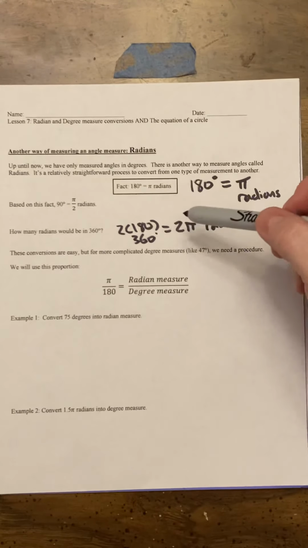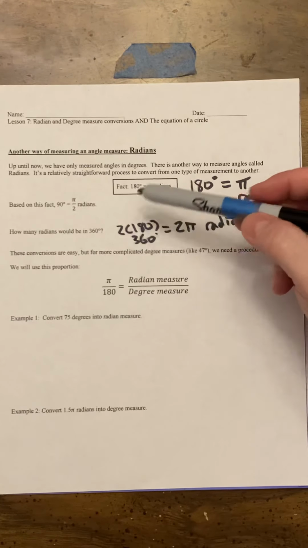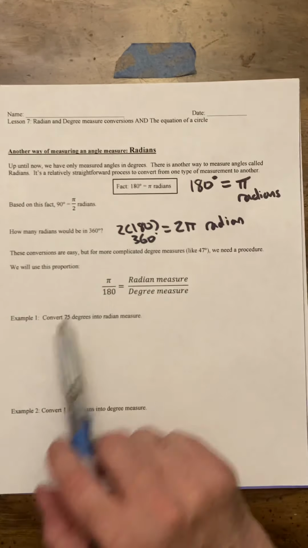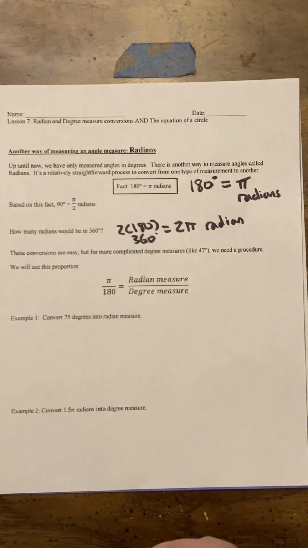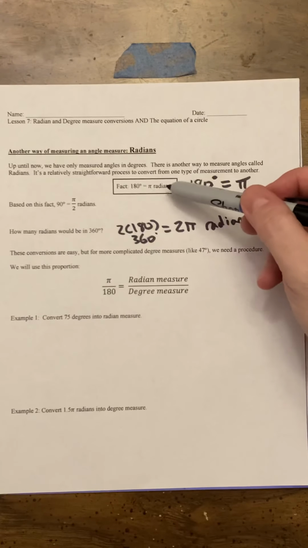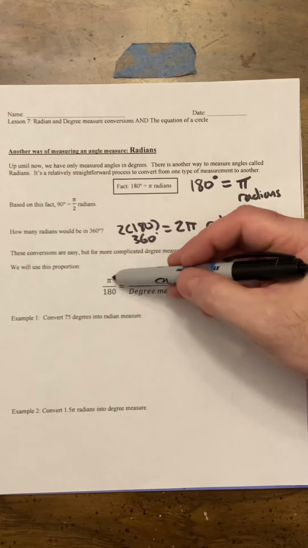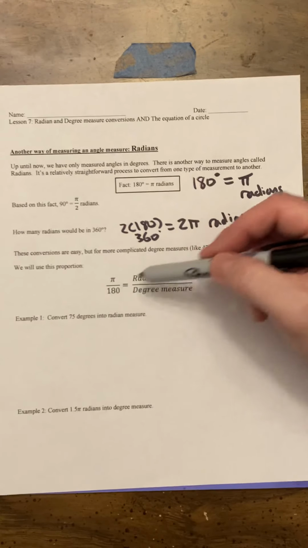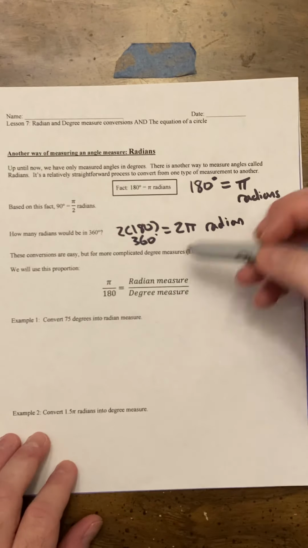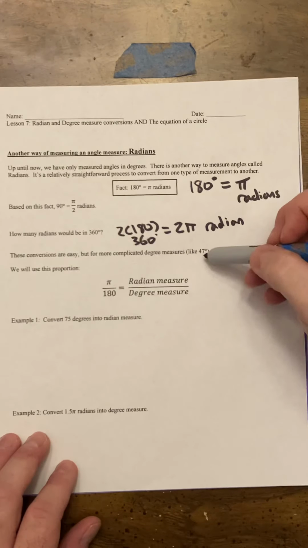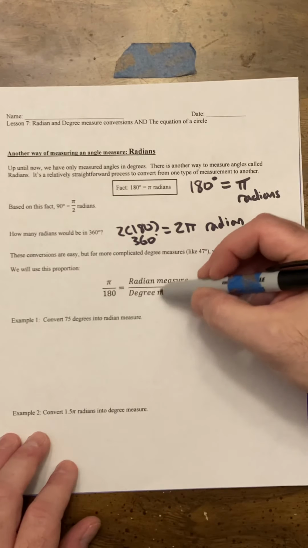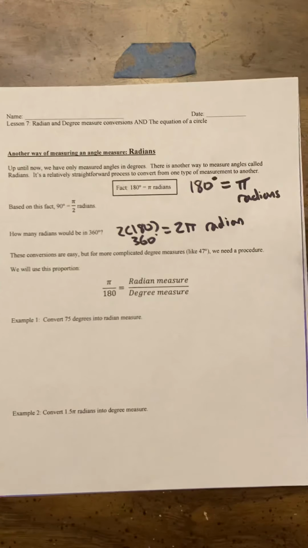That's nice for conversions where all you need to do is halve or double. But what if you wanted to convert 47 degrees into radians? That would be a lot more complicated. Because of this fact, we can always make a proportion. Now you can see how important proportions are. We use them so much. Since we know pi radians equal 180 degrees, we could put a degree measure like 47 degrees here and an x there, cross multiply and solve for x to find out what the radian measure would be.